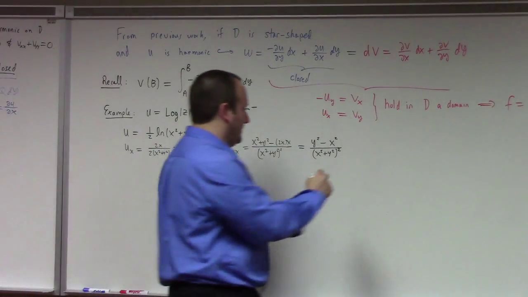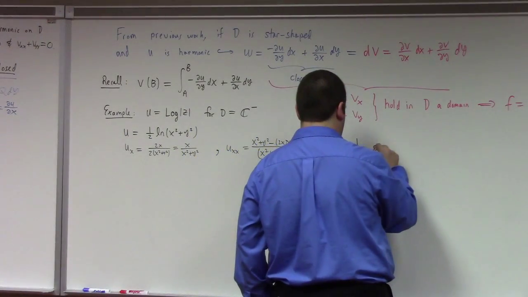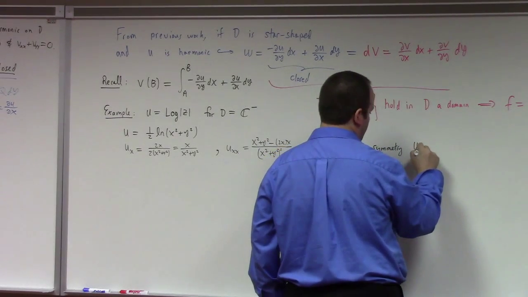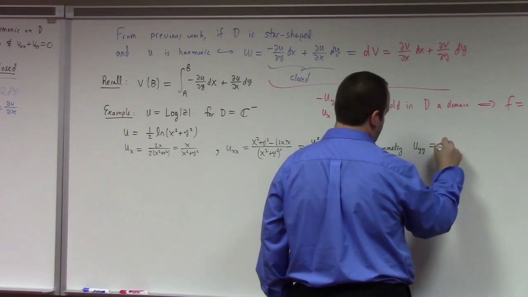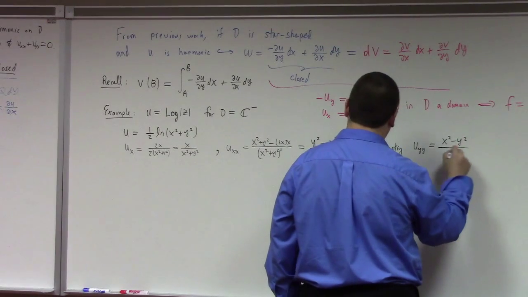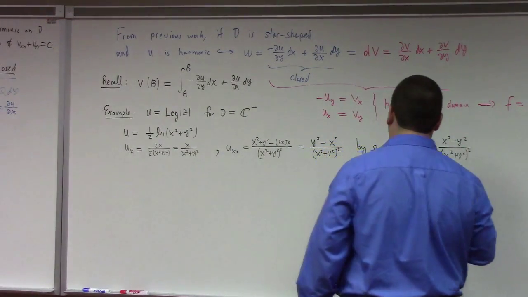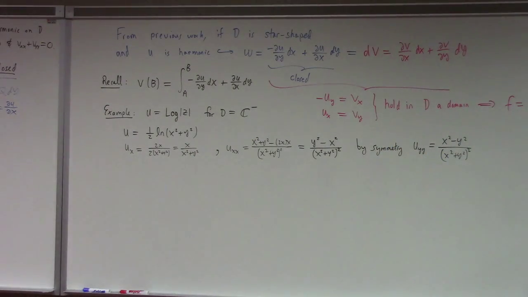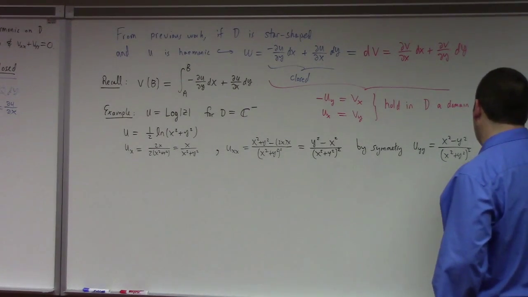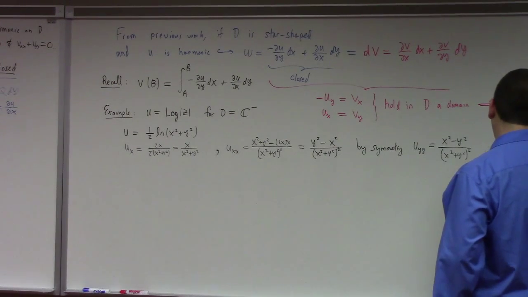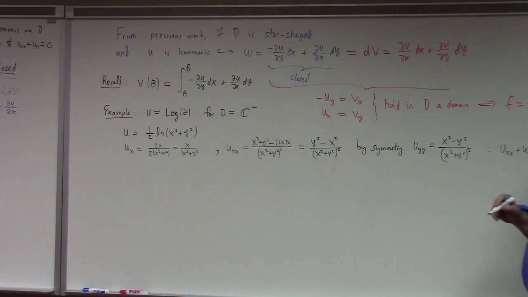And by symmetry, u_yy is equal to x squared minus y squared over x squared plus y squared, squared, right? x and y appear symmetrically in the formula for u, so the derivative will be the same, just switching the roles of x and y. And then you can clearly see that, therefore, u_xx plus u_yy is equal to 0, right?